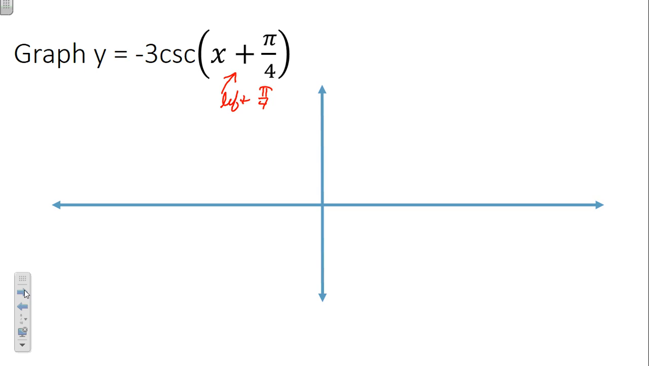Shifted to the left. So we have to start out by shifting to the left. We would normally have our 4, but we're shifting left pi over 4. So we're going to shift to here. So these are our new guys. Okay, so this would be our new starting place, right? It would be our new 0, but what's happening? The negative 3 is going to do what? Going to make it go down as low as negative 3, up as high as 3, right?